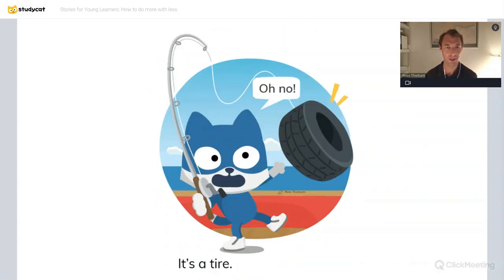Oh no! What did Tom get? He got a tire. Oh, and I love the expression here on Tom's face of absolute shock. Oh no, it's a tire. Poor Tom. So how do you think Tom feels now? What do you think Tom feels at the end of this? Is he happy or sad? What do you think?